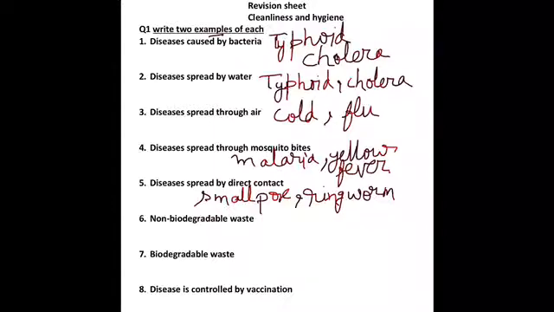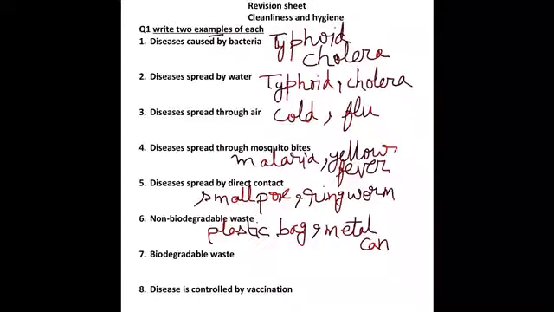Fine. Then the next question in this is non-biodegradable waste. You have to write down the examples of non-biodegradable waste. So these are the plastic bags. What else? Metal cans. You drink the cold drinks in these cans.